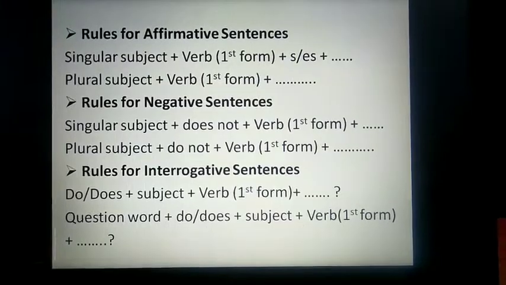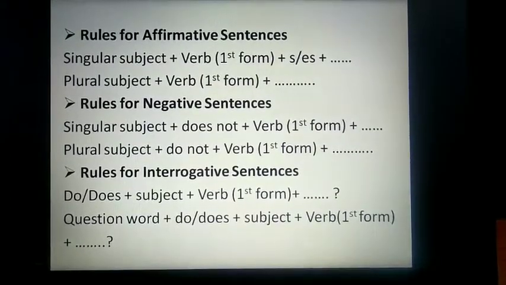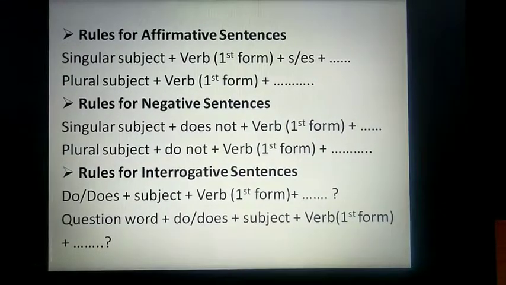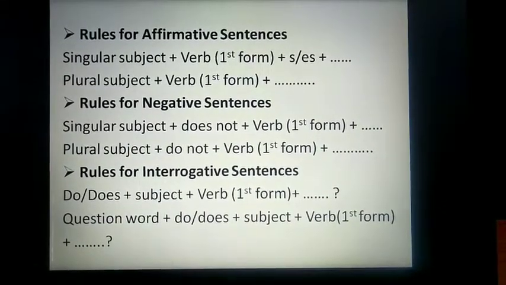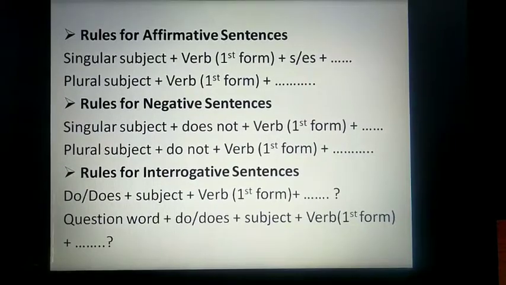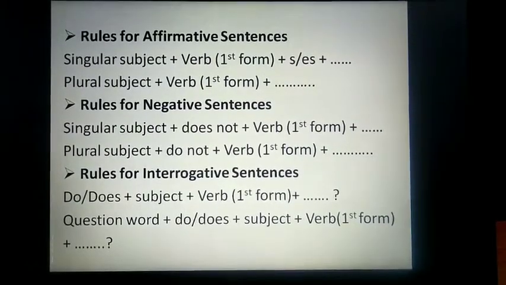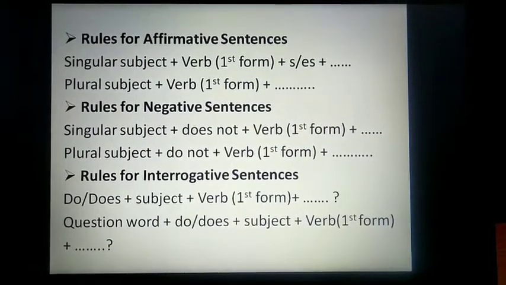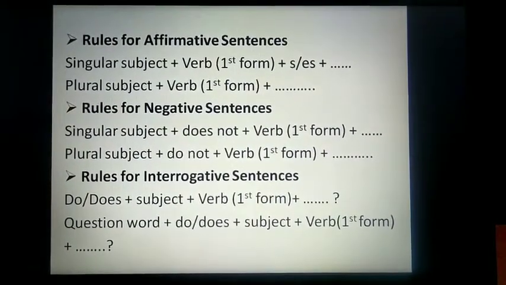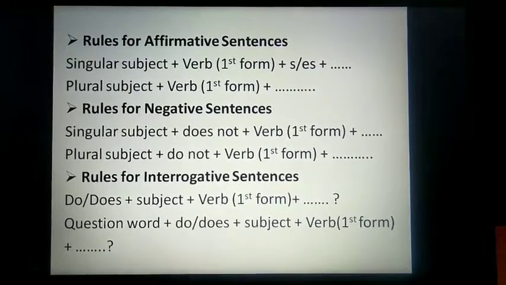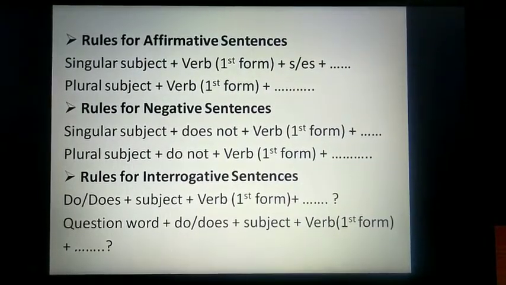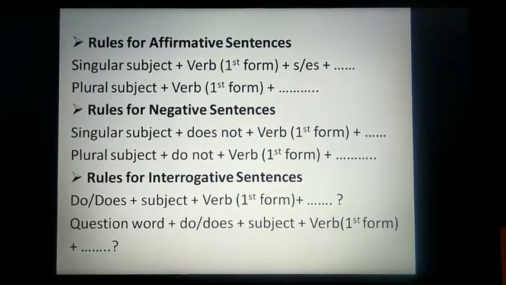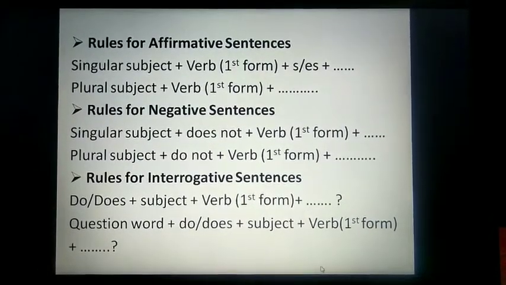Rules for interrogative sentences. We'll start with do or does, then subject, and it will be followed by the first form of verb and object. Example, do you play cricket or does she wash clothes? Another type of writing an interrogative sentence is with a question word. It will begin with a question word. It could be why, what, whom, plus do or does, then subject and first form of verb followed by object.